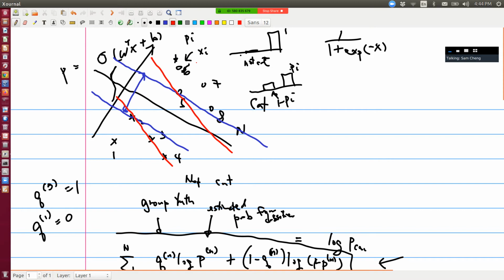I will skip the derivation from last time, but I will just write down the conclusion we had. If you look at the length of this gap, the length of this gap is just equal to 2 over W.